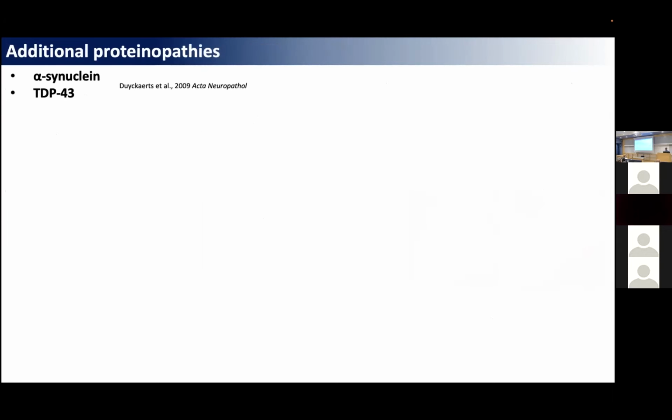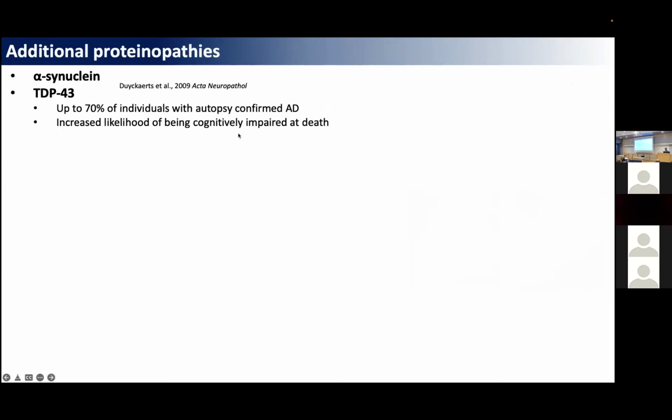However, the story is slightly more complex, since additional pathologies are also very commonly observed in patients with AD, including alpha-synuclein and TDP-43. So for example, TDP-43 is observed in up to 70% of individuals with AD, and these AD patients with additional TDP pathology have an increased likelihood of being cognitively impaired at death. So it's very important to take these additional pathologies into account, right?